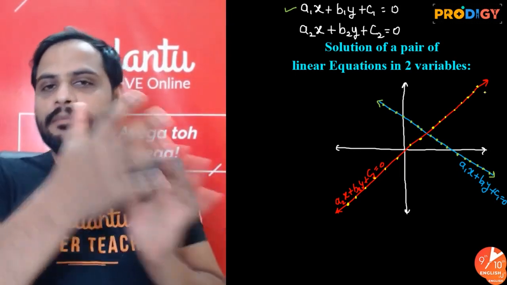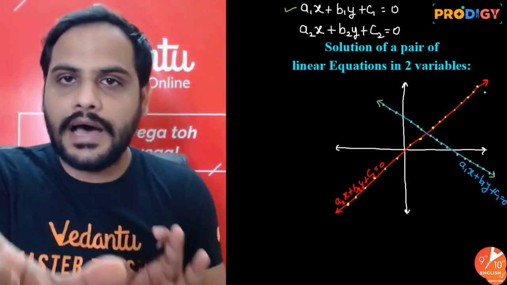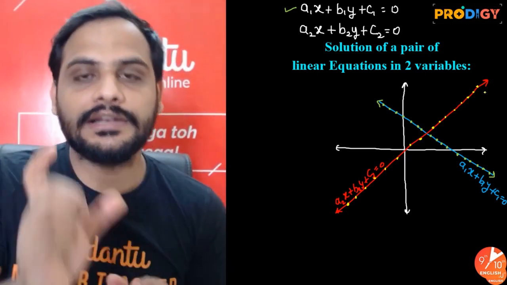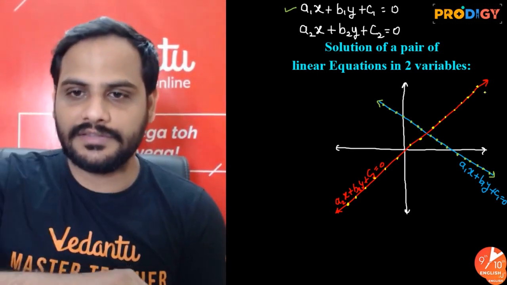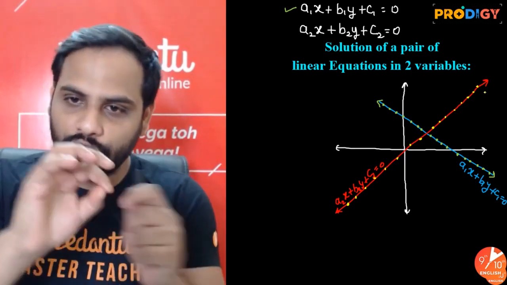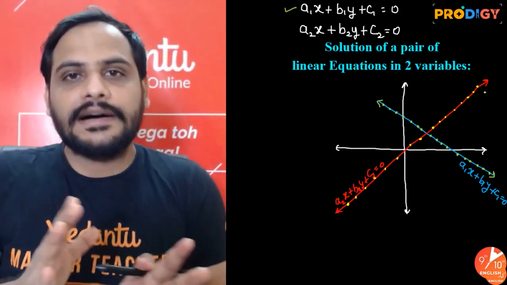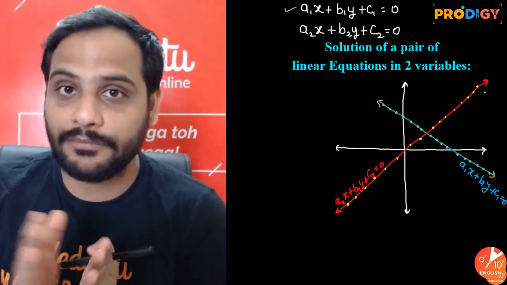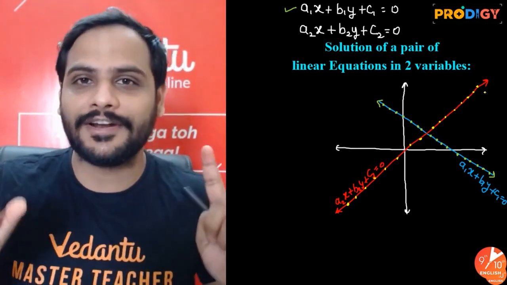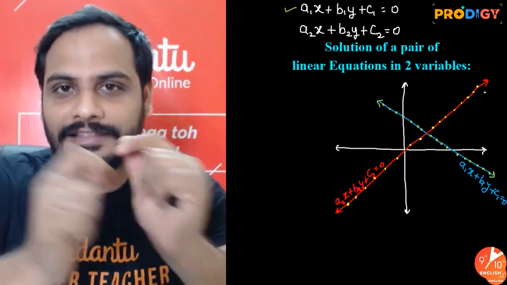These are the separate solutions for a linear equation in two variables. These infinite solutions which I have shown you on the line are the solutions of a linear equation in two variables. I'm talking about the separate equations. Alright, now focus on the main thing.